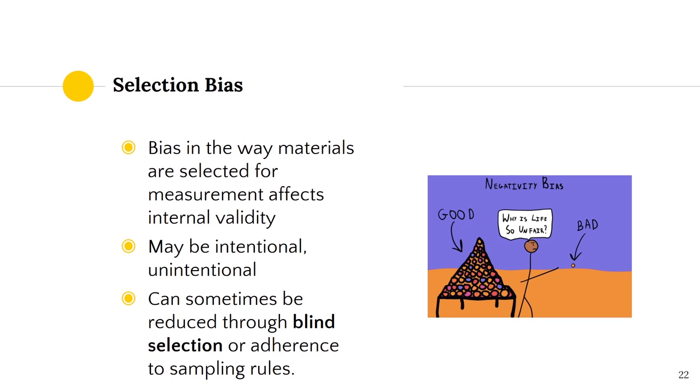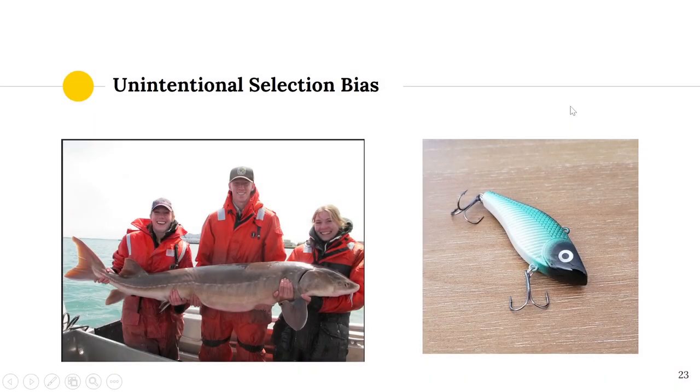But we can also have unintentional selection bias. Let me give you an example here. Let's say we want to know the sex ratio of walleye in a given lake. So what's the ratio of male to female fish in this lake? We go fishing in the lake, we use this lure that you see here, this bait, and we just count how many male and female fish we capture. Sounds pretty simple, but let's just say that this lure, the bait we're using, is slightly more attractive to males than females, or vice versa. Then the measurements we're taking are going to be slightly biased because unintentionally, we're selecting more males or more females than we would in a truly random procedure.